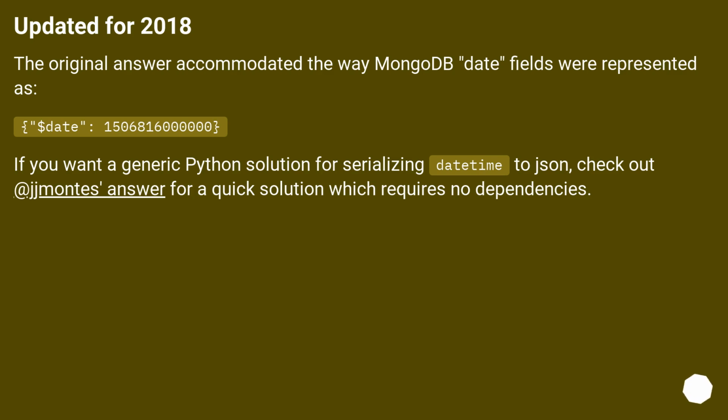Updated for 2018. The original answer accommodated the way MongoDB date fields were represented as $date: 1506816000000. If you want a generic Python solution for serializing datetime to JSON, check out Jmont's answer for a quick solution which requires no dependencies.